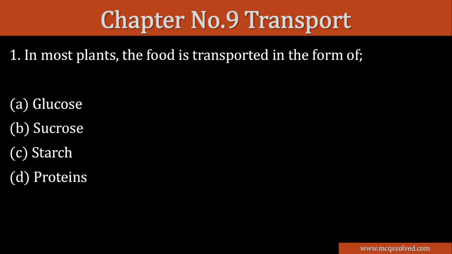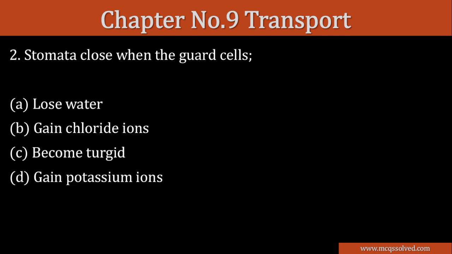Biology chapter number 9, transport. First, MCQs. In most plants, the food is transported in the form of glucose, sucrose, starch, protein. So the right option is B.